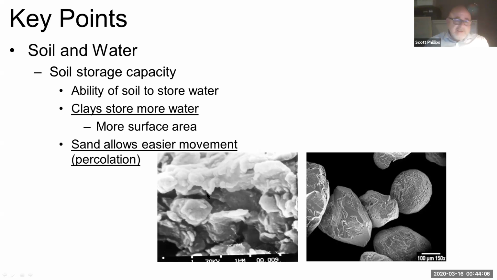Sand, on the other hand, this is a microscopic view of clay and a microscopic view of grains of sand. Sand, however, allows the water to flow through it much easier. It's called percolation. That's how water gets into the ground and becomes groundwater.